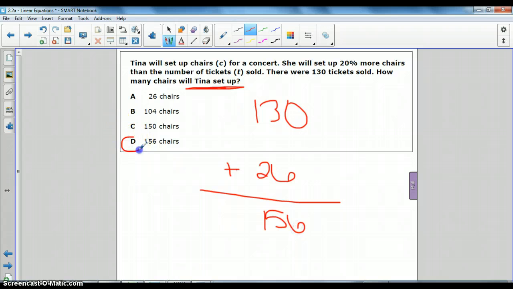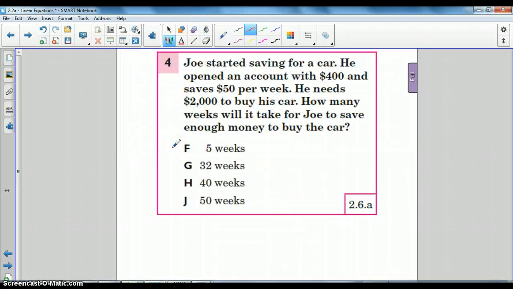Make sure you read and understand the question, and then once you think you have the answer, read it again. Does that make sense? I had a lot of students who used to tell me 26 chairs, that she'd only set up 26 chairs. That doesn't make sense. They got the 20% part, but they didn't add them together to get the total number. So just make sure you understand that.